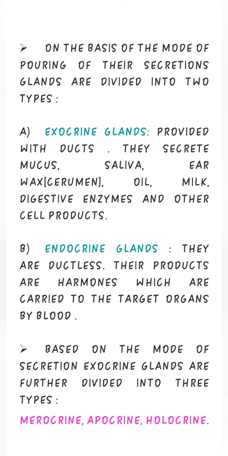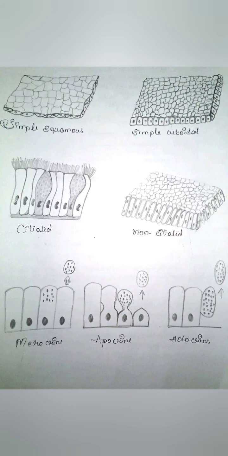Based on the mode of secretion, exocrine glands are further divided into three types, that is merocrine, apocrine and holocrine. Here we can see the diagrams of the merocrine, apocrine and holocrine cells. In merocrine, only the secretion is made into a vacuole and ejected out of the cell. In apocrine glands, half of the cell is cut off and sent out like a vacuole. In holocrine, the whole cell is detached.